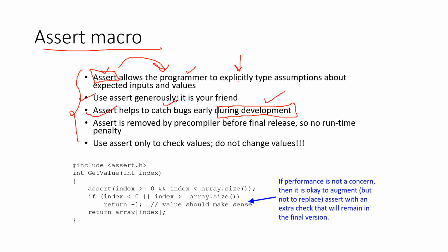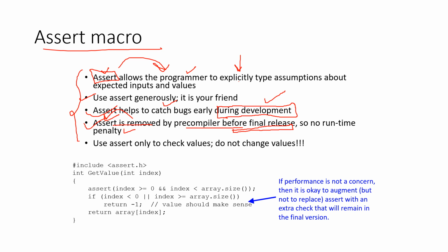Then, assert is removed by the pre-compiler before the final release. What the pre-compiler does is simply remove assert before the final release. So there is no runtime penalty. Ultimately it is proving to be a very good tool for a developer, right?